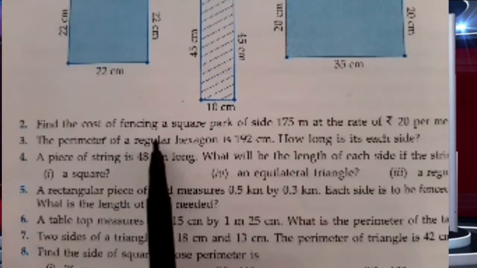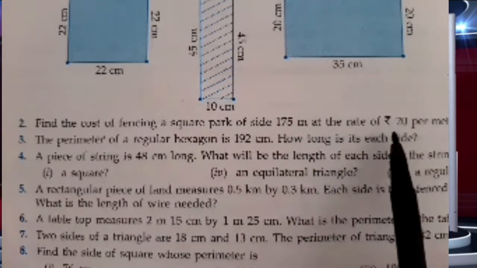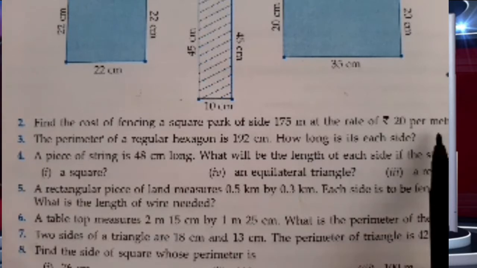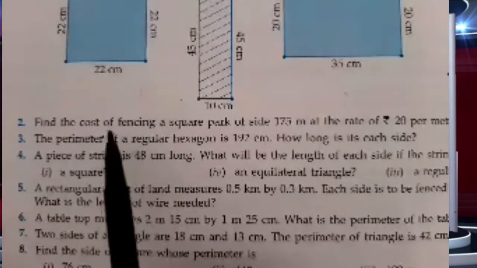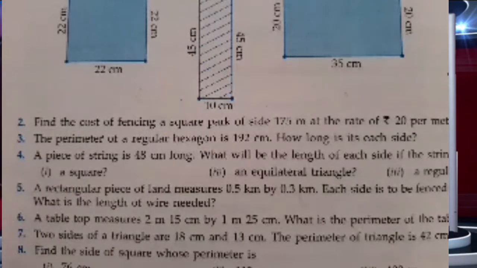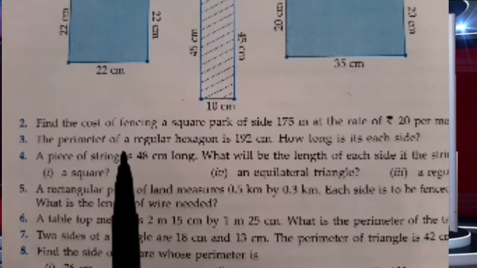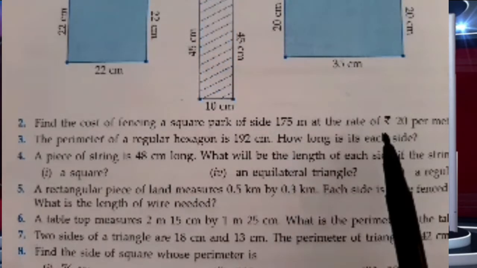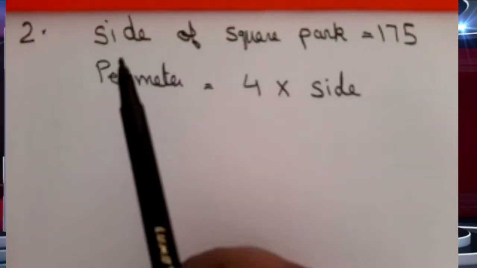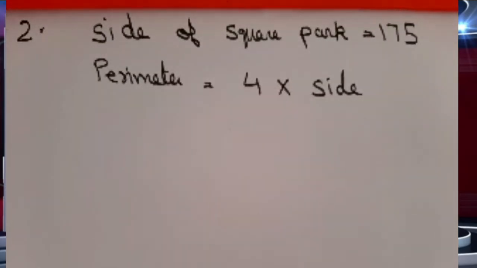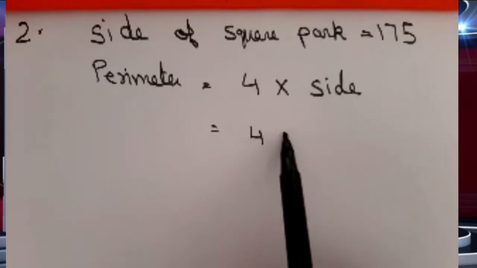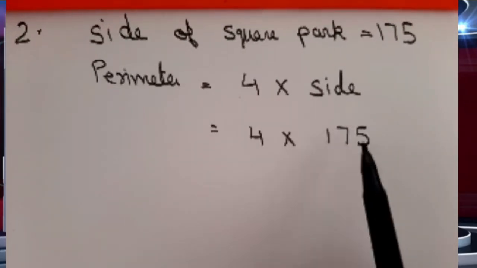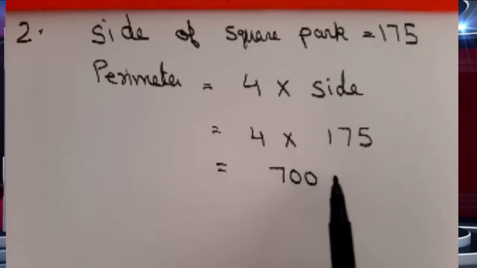Find the cost of fencing a square park of side 175 meter at the rate of rupees 20 per meter. Students, here you can see the word fencing. Fencing means outer boundary. Outer boundary means perimeter. It means first of all you have to find out the perimeter of a square and then we will find out the rate. So first of all, side of square park is 175 meters and perimeter is 4 into side. That is, side is 175, so perimeter will be 4 into 175, which is 700 meters.